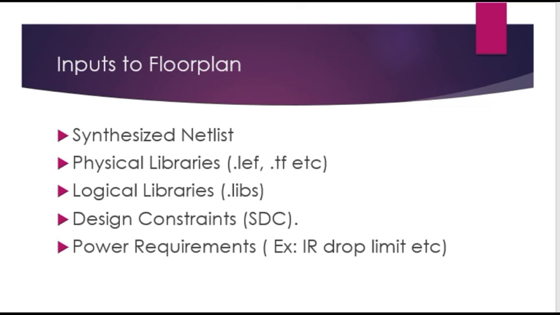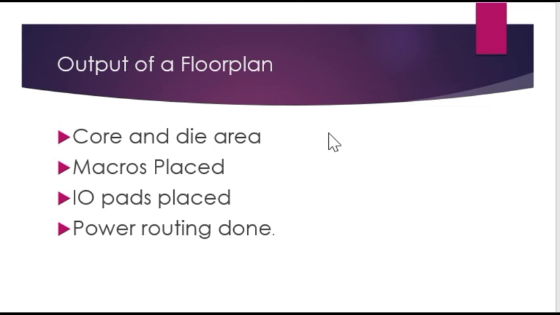Now when we give all these inputs to the floor plan, and once we complete the floor plan, we have these things decided. We know what the core and die area is now. We know the location of macros, the location of IO pads, and our power routing is done. So with this, our floor planning is complete, and we have seen how important it is to have a good floor plan, because if our floor planning is not good, we will have all kinds of issues like congestion, timing, and IR drop issues in our subsequent PNR stages. So it is very important to have a good floor plan.